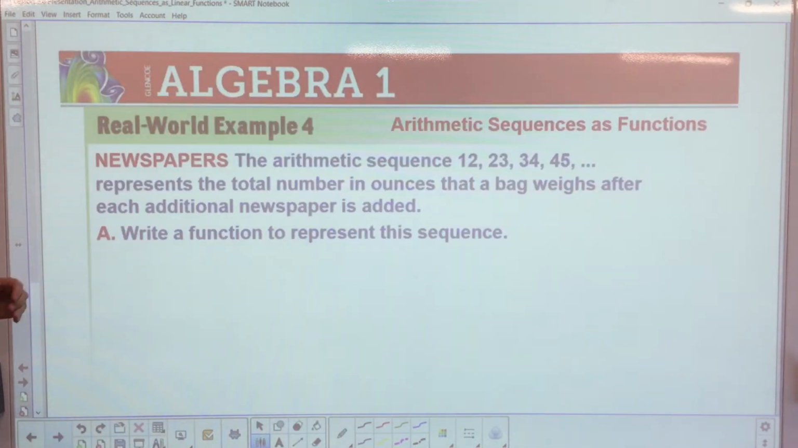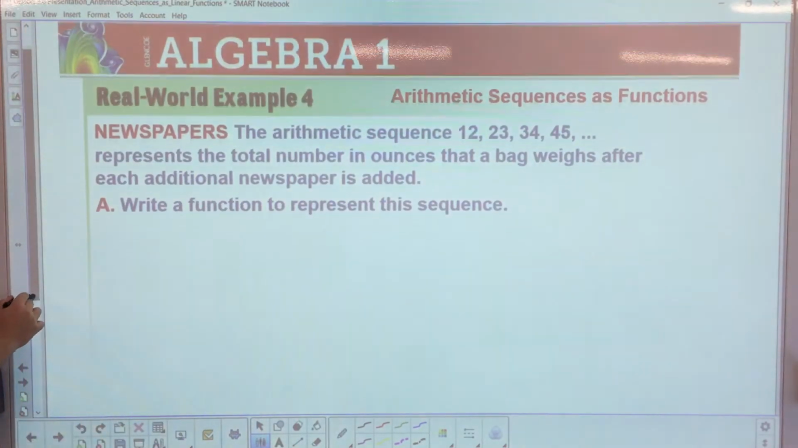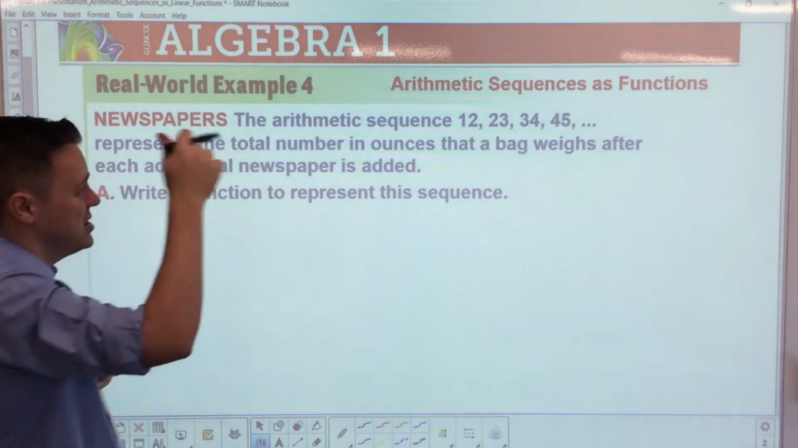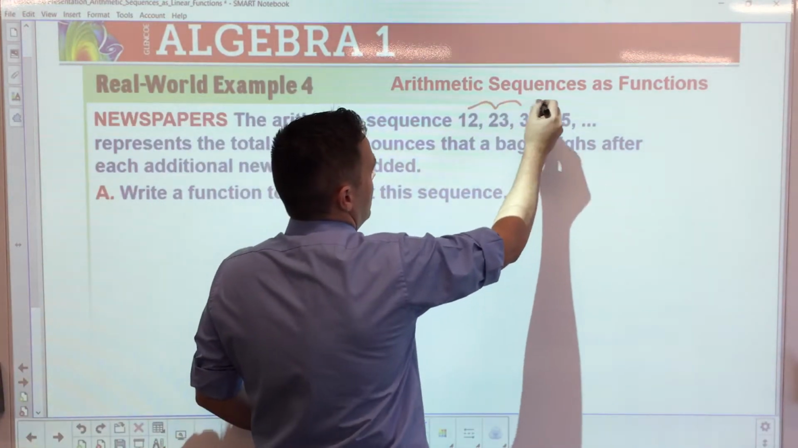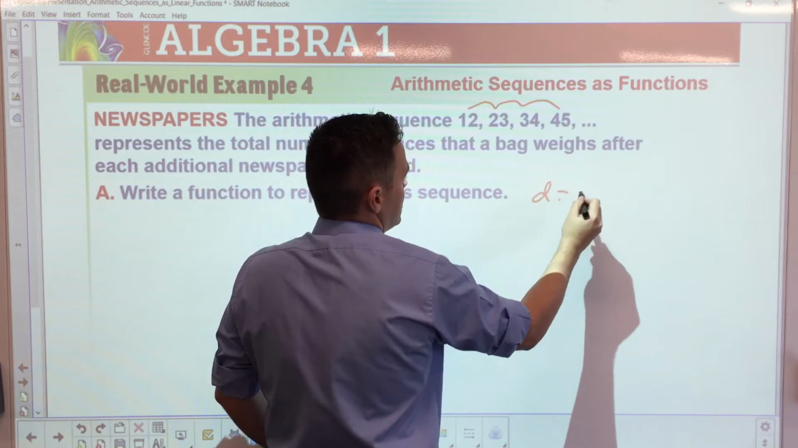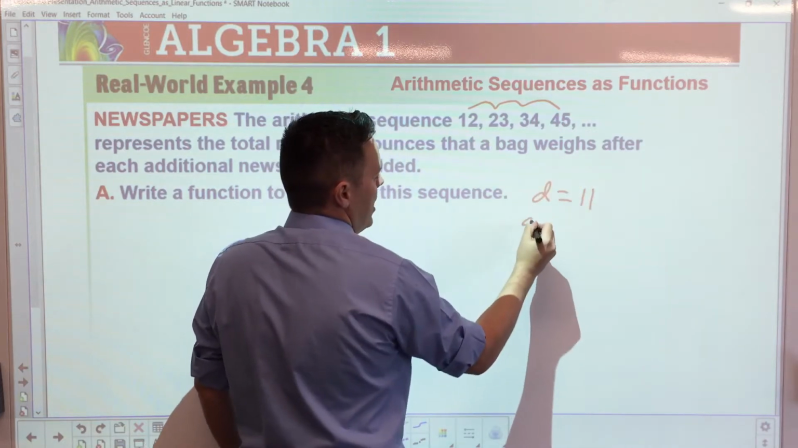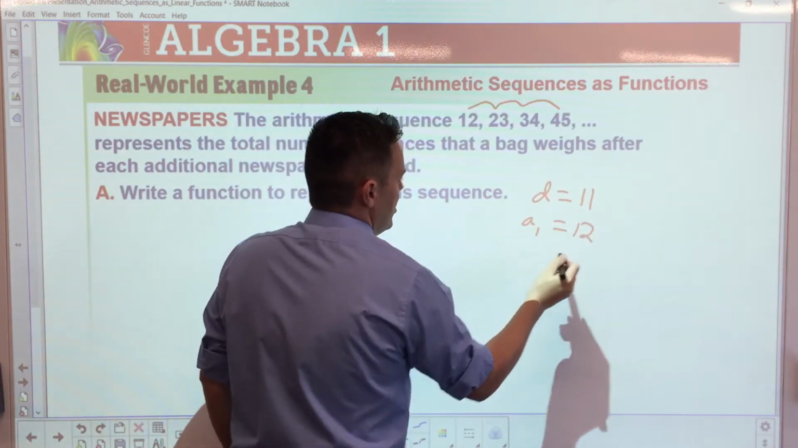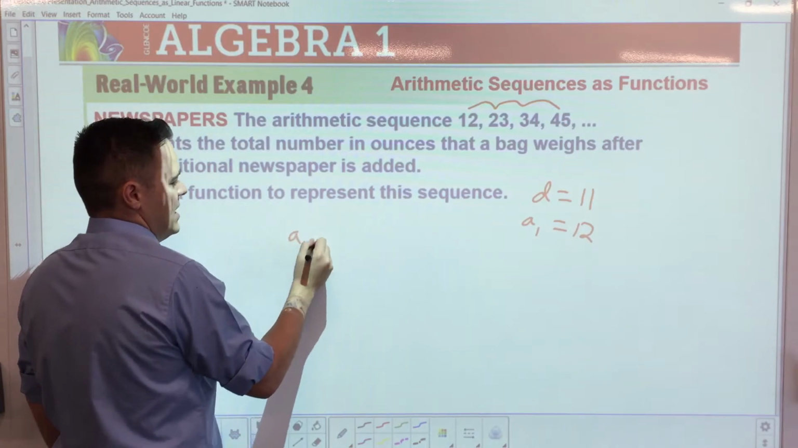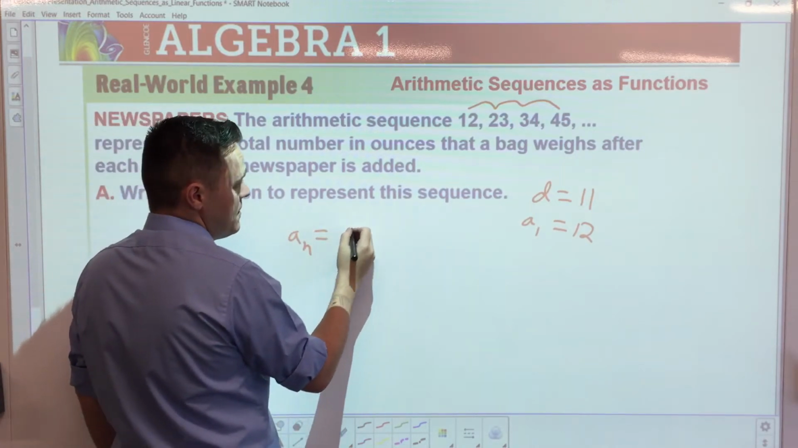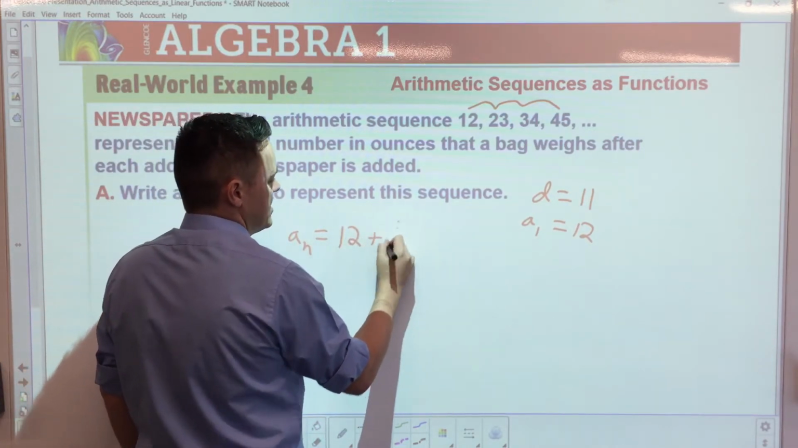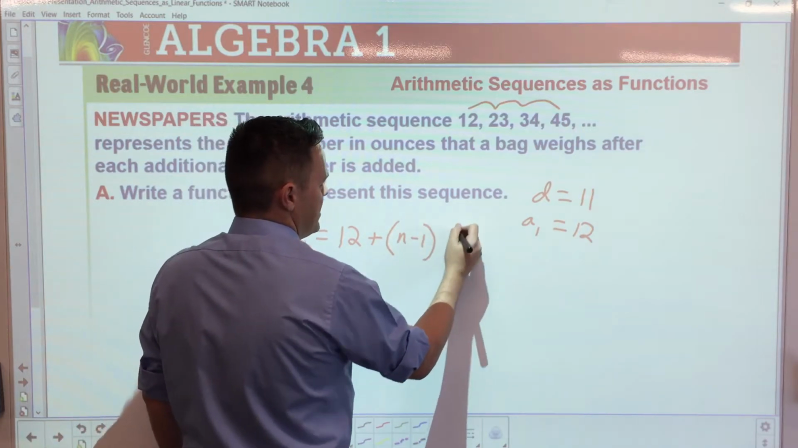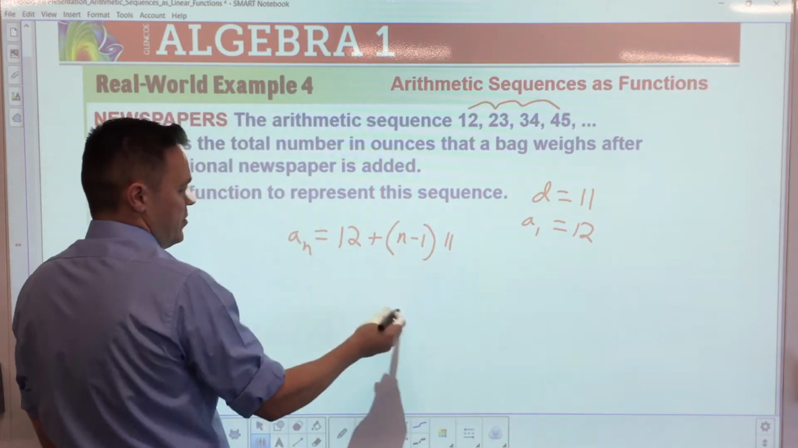Okay, so here's the other setup on these sequences. I just want to make sure you guys can do this. Here's a real world example. All right, my d equals 11. My a1 is 12. You would write out your equation, a sub n equals 12 plus n minus 1 times 11. Distribute properly.